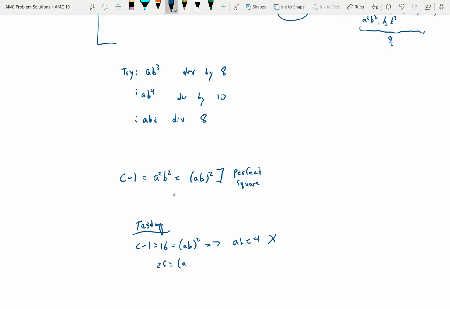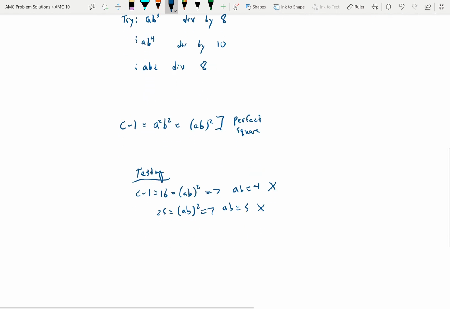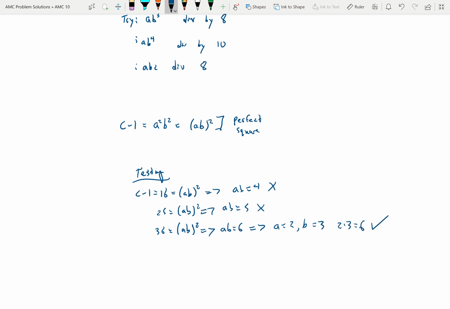Next one we're going to try out is 25. So 25 equals (ab) squared. So basically ab has to equal 5. Again, there aren't 2 different prime numbers that equal 5. Next, 36, (ab) squared. So ab equals 6 here. And you can see that if a equals 2 and b equals 3, both prime numbers, that equals 6. Checks out.